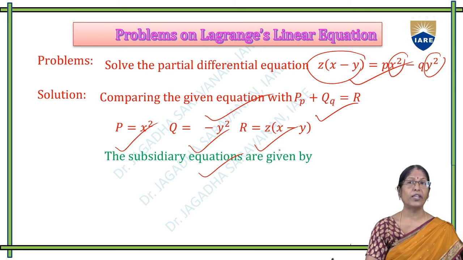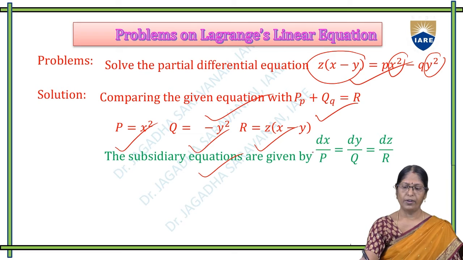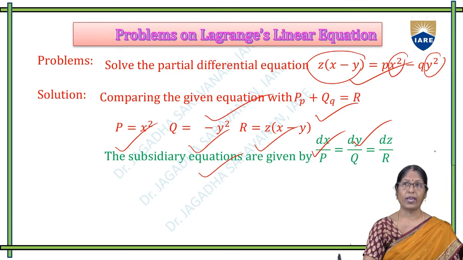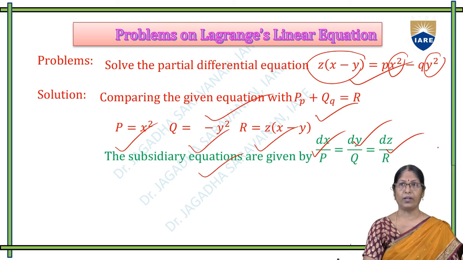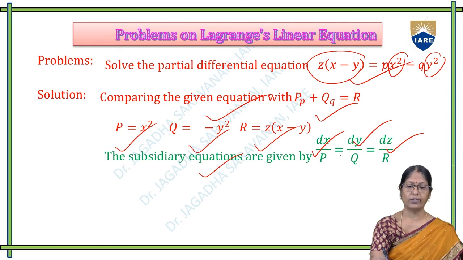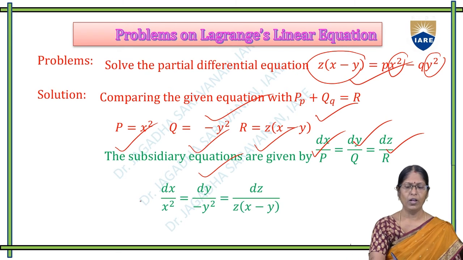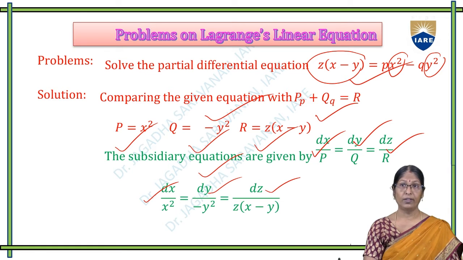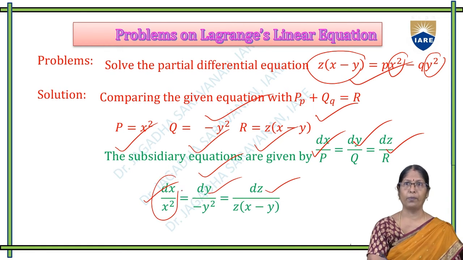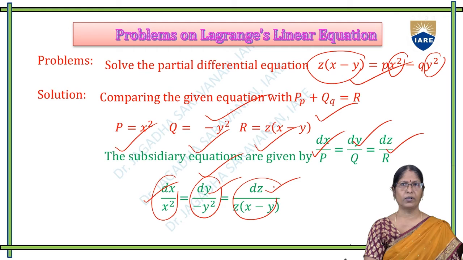So now the auxiliary equations are dx/P, dy/Q, dz/R. So P is replaced by x², Q is replaced by −y², R is replaced by z(x − y). So everything we replaced, 3 members we got: the first member, second member, third member. Among the 3 members, we have to get 2 solutions from which we have to derive the general solution.